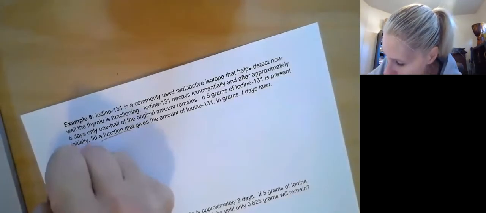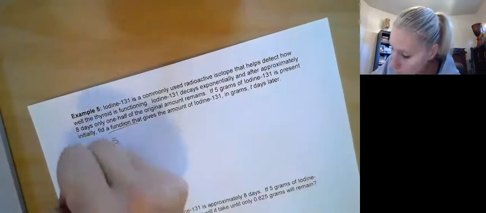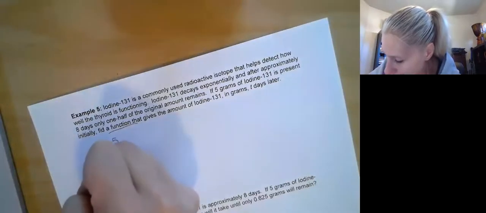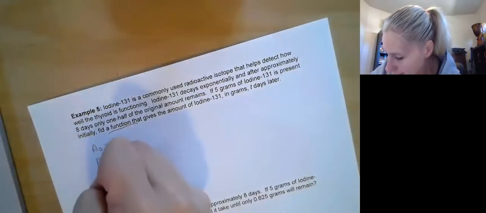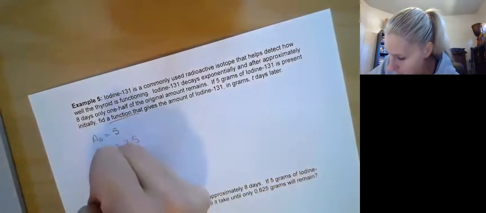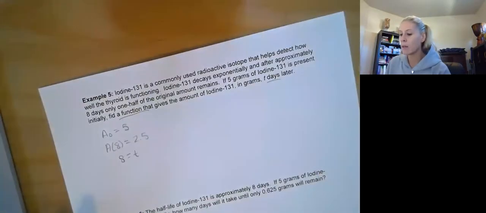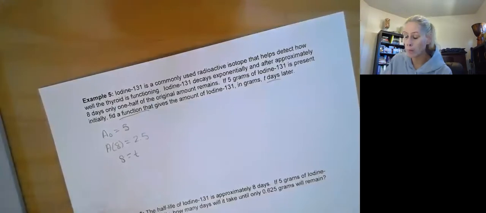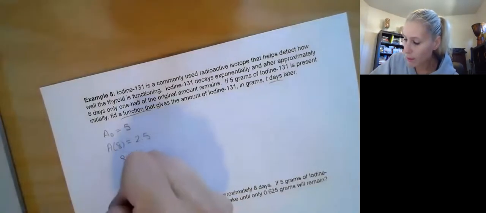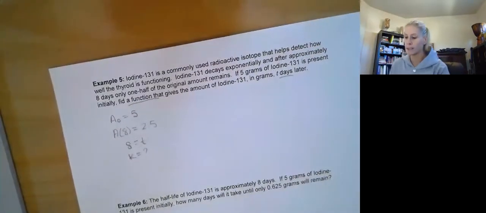Okay, so again, we're looking at a function. We have that the initial is 5 grams. We also know that after 8 days, it is half the amount. You guys see where I'm getting that? So 8 days is our T. This is days, okay? And we want the function. So what are we missing? We're missing K. So we have to find K before we can give our function for all of this.